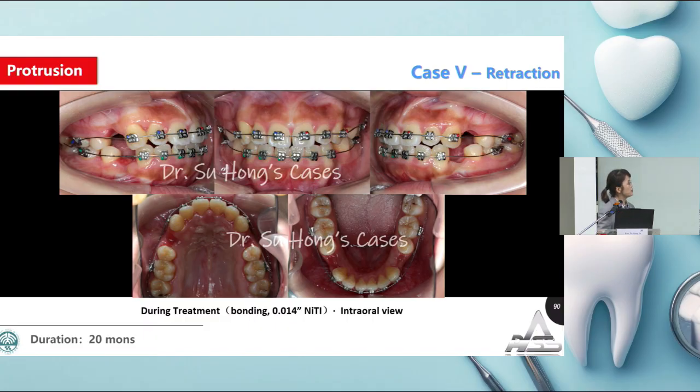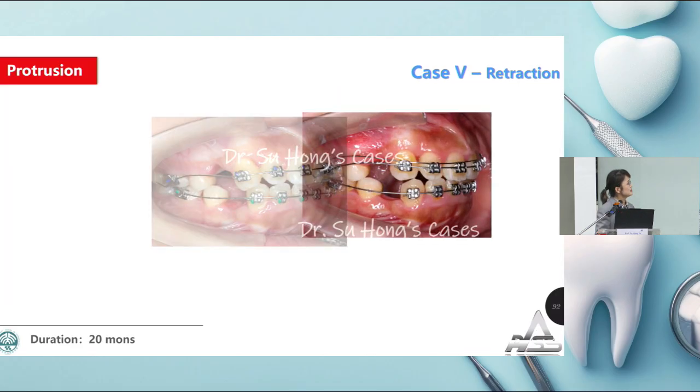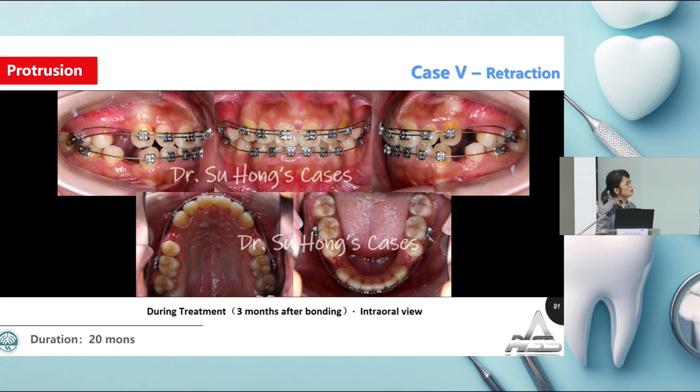bonded the girl, we used the 14 9-tie wire in the tip-back tube, the tip-back hole. 3 months after, I used a piggyback arch tied on the canine to tip back the molar to reinforce the anchorage. She didn't need open bite correction, but I wanted to reinforce the anchorage, so I used the piggyback arch. Then I tied it here.